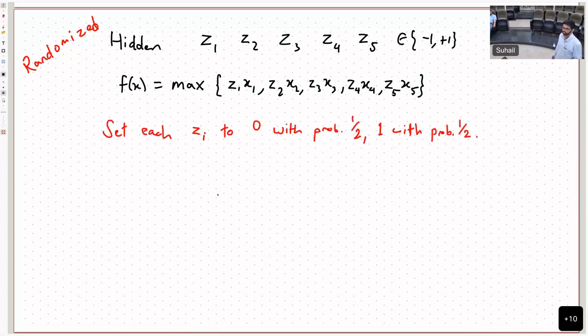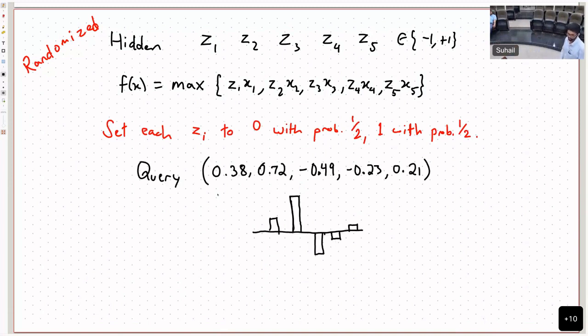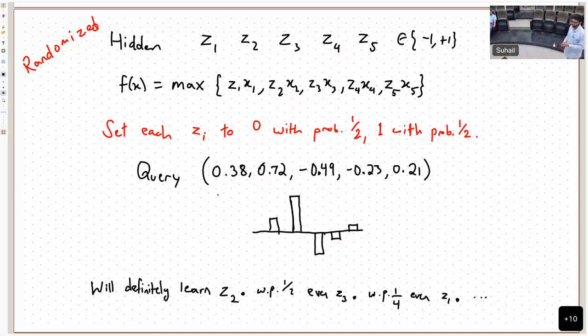So what we're going to do is we're going to set each Zi to 0 with probability half and 1 with probability half. Then when a query is made, you're still going to learn the value of Z2. If Z2 is positive, you'll get the answer. If the answer is not 0.72, you learn Z2 is negative. You still learn the value of Z2. But with half probability, the answer is actually 0.72. So with half probability, you learn only Z2. With remaining probability, you'll learn Z2 and something else. So you'll definitely learn Z2. With probability half, you'll also learn Z3. With probability 1/4, you'll even learn Z1, and so on.